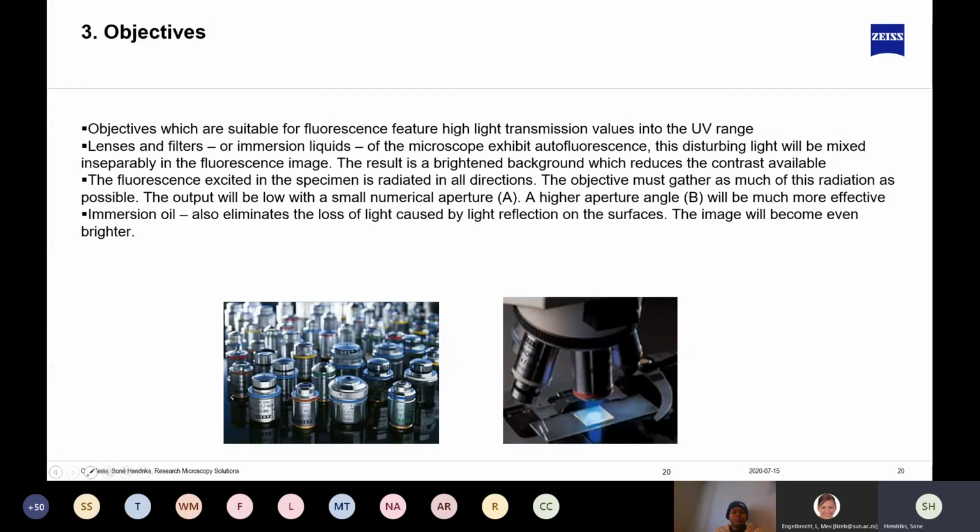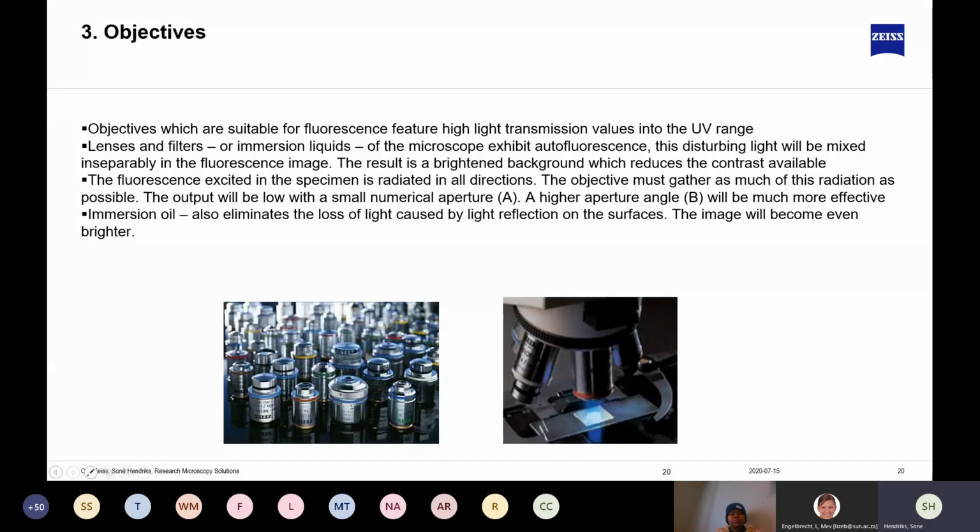Some of the other considerations is that a lot of your lenses, filters, or even some of the immersion liquids that you use can exhibit autofluorescence, which will create a lot of background noise. So sometimes if you need to do troubleshooting, and I see it often that people use any type of immersion oil when they do fluorescence microscopy, and then they don't understand why all of a sudden there is so much light coming from the background of the sample.